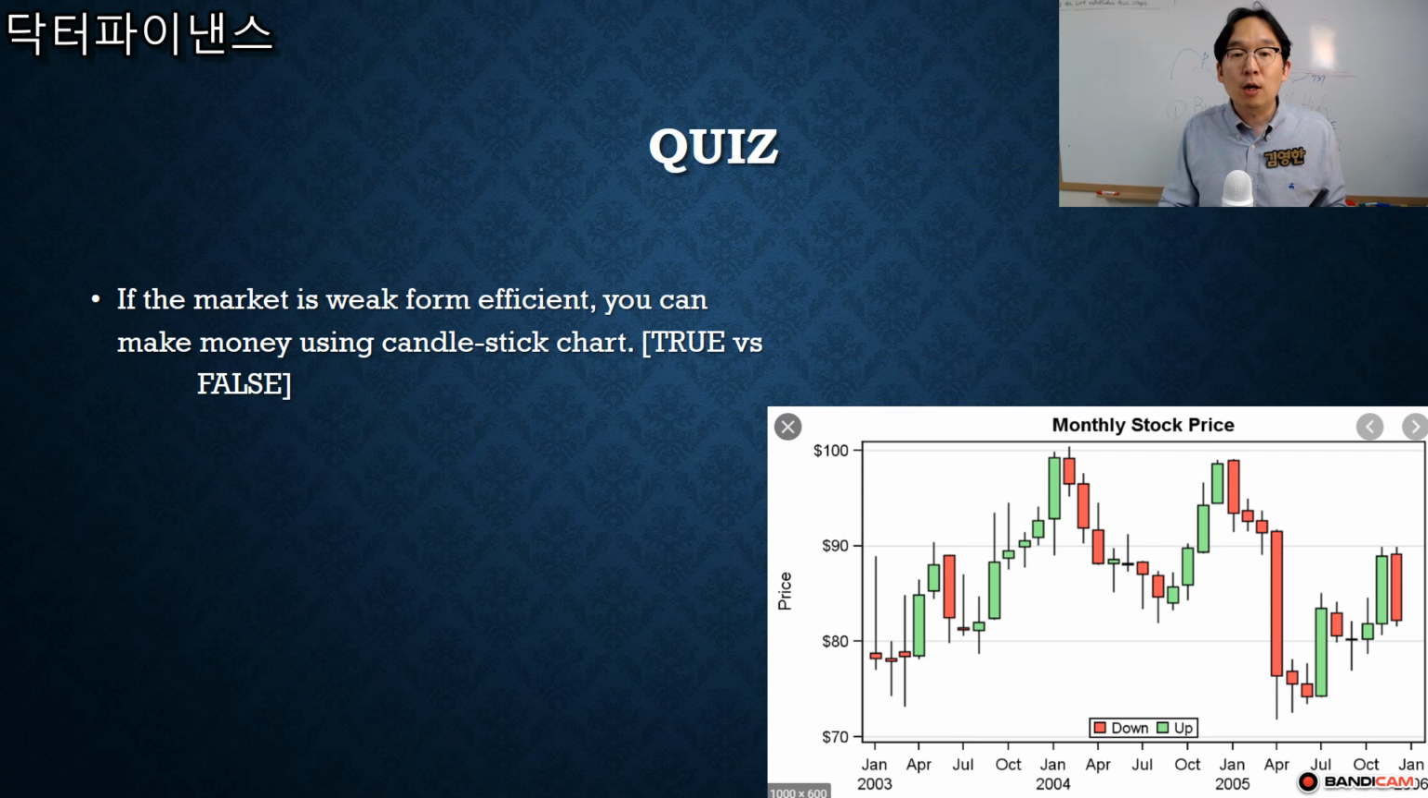Now, here's a quiz. If the market is weak form efficient, you can make money using a candlestick chart. Is it true or false? I want you to take about 5 seconds and answer this question.